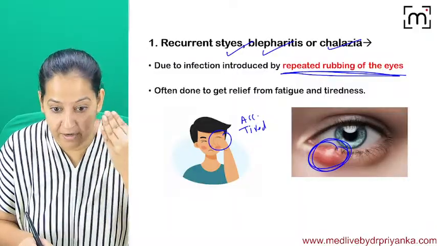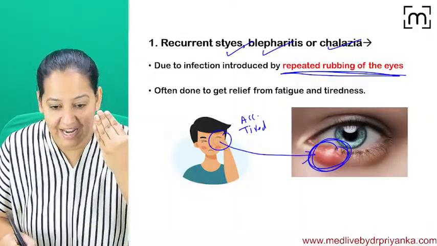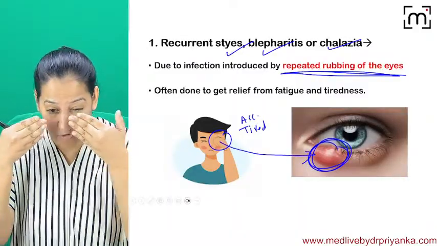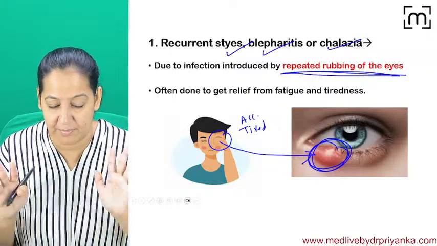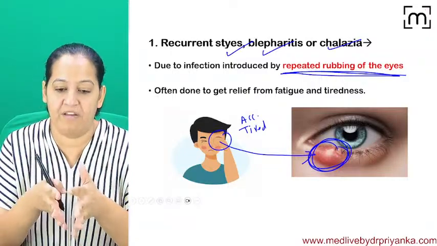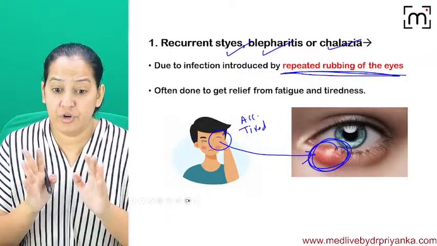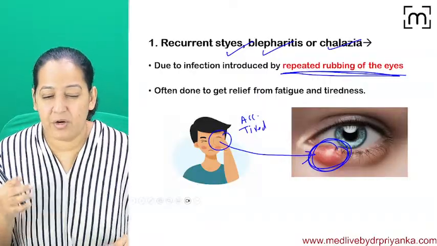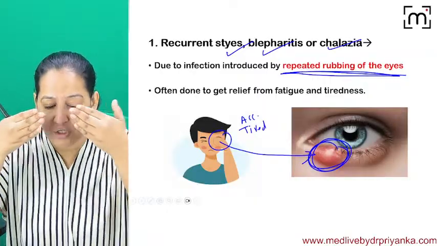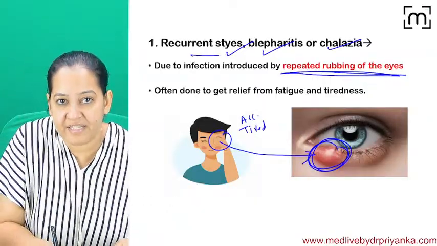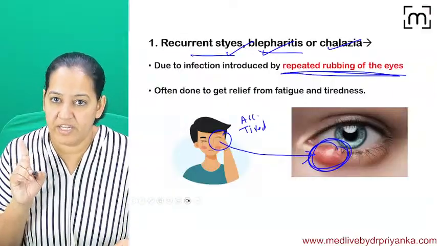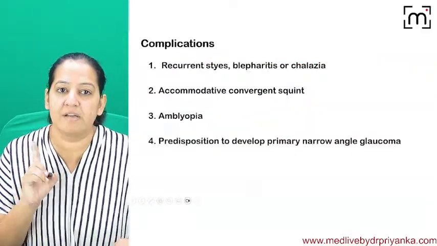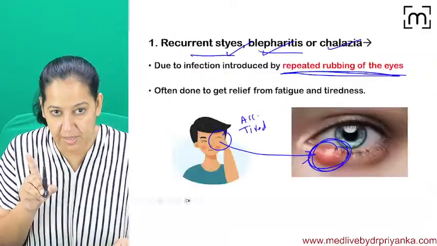Because of repeated rubbing of the eyes, infection from the hands can go. So we should not rub our eyes anytime, or if it is required, it should be with properly washed hands, or we should wash the eyes. We should not rub it. But if the eyes are constantly tired, the patient used to rub them, and because of which recurrent styes and blepharitis, chalazia are common. So this is the first common complication, number one.